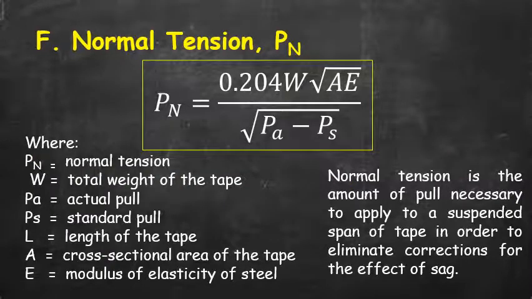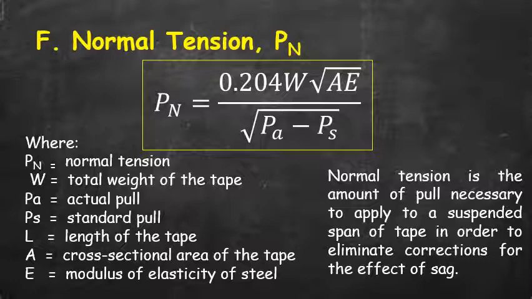So, we have here the formula for normal tension. This formula for normal tension is derived from the equation for the sag and the pull. So, it's a combination of our sag and the pull. The equation for normal tension is also solved by trial and error. So, it can only be solved using trial and error.